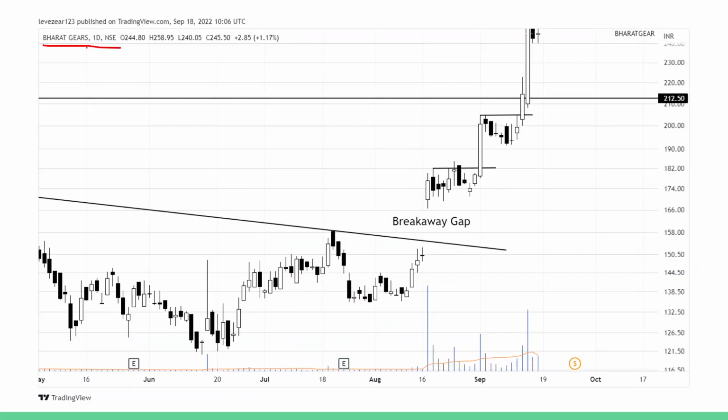We have another example. I showed you this earlier as well, the Bharat Gears. As you can see here, the price closed around 150 rupees, and the next day it opens above 166 rupees, around 167. So this is what a breakaway gap looks like, and look how beautifully the stock moved after that, consolidated, and again a breakout, a very strong breakout.